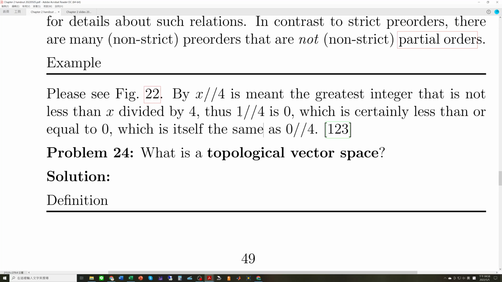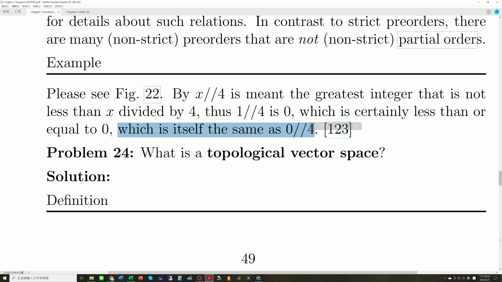Okay, so 1 double slash 4 is the greatest integer that is not less than 1 divided by 4. Not less than 1 over 4 means it is greater than or equal to 1 over 4. Thus 1 double slash 4 is 0, which is certainly less than or equal to 0. 0 is less than or equal to 0, of course, which is itself the same as 0 double slash 4.